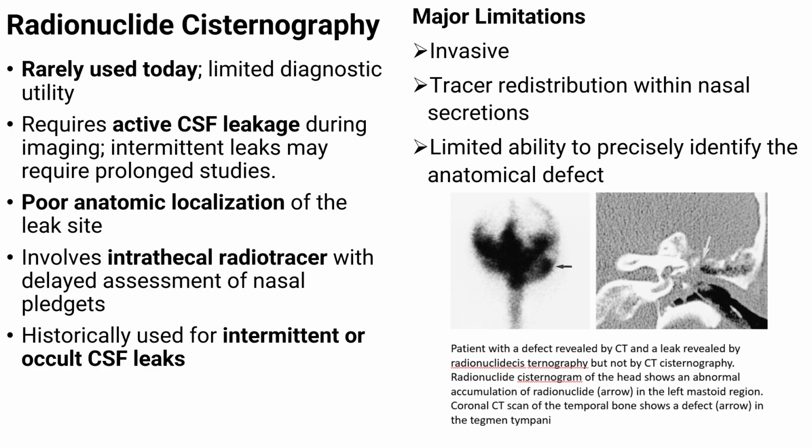Radionuclide cisternography is now rarely used because its diagnostic utility and anatomical precision are limited. It involves intrathecal administration of a radiotracer, followed by delayed assessment of nasal pledgets. Active leakage during the study is generally required, and intermittent leaks may require prolonged imaging. Tracer can redistribute within nasal secretions, further reducing localization accuracy. Its historical role was mainly in intermittent or occult leaks, but modern computed tomography and magnetic resonance techniques are generally preferred.